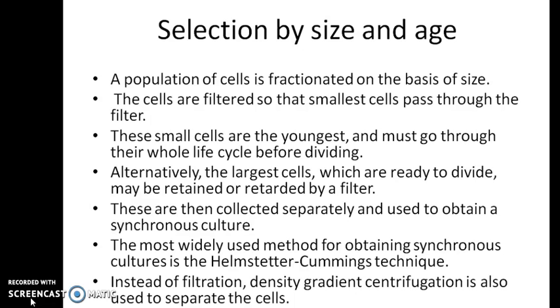A population of cells is fractionated on the basis of size in this technique. The cells are filtered so that the smallest cells pass through the filter. These small cells are the youngest and must go through their whole cycle before dividing. Alternatively, the largest cells, which are ready to divide, may be retained or retarded by a filter. These cells are then collected separately and used to obtain a synchronous culture.